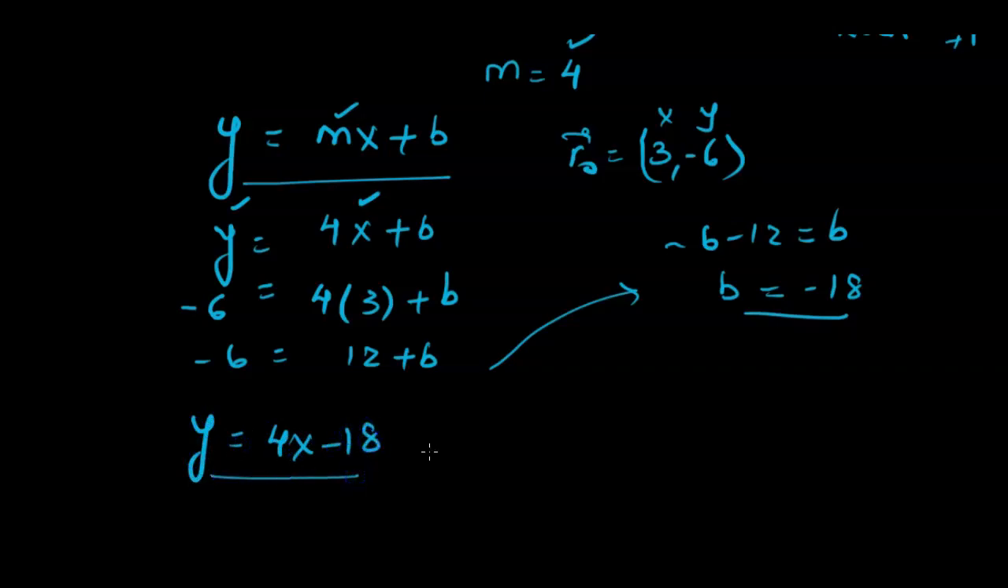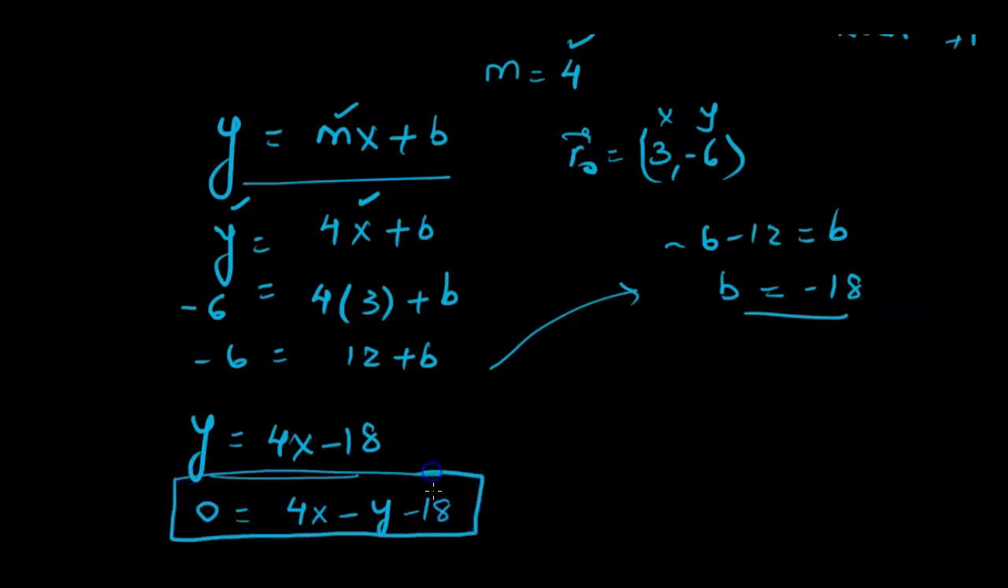But this is slope-intercept form. We would just rearrange it in order to make it look like a standard form. We have 4x minus y minus 18 equals 0. And this is called the Cartesian or scalar form of the vector equation that is given to us.